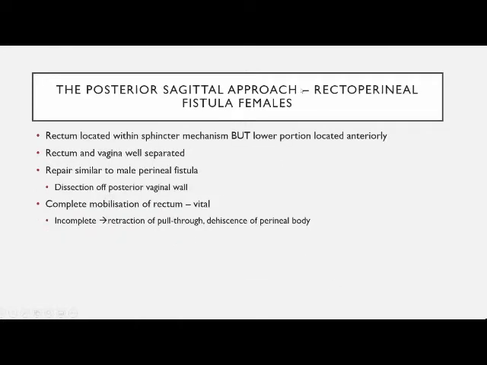In females, rectoperineal fistula is similar as described earlier in males. Here we dissect the rectal pouch off the posterior vaginal wall instead of the urethra, and complete mobilization is vital, as incomplete mobilization can cause retraction of the pull-through or dehiscence of the perineal body.